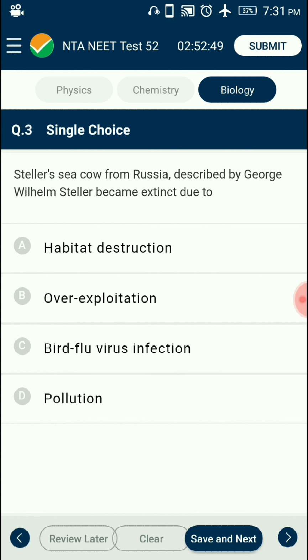Passenger pigeon and Steller's sea cow were hunted by humans, leading to their decrease. So the answer is option B, overexploitation.